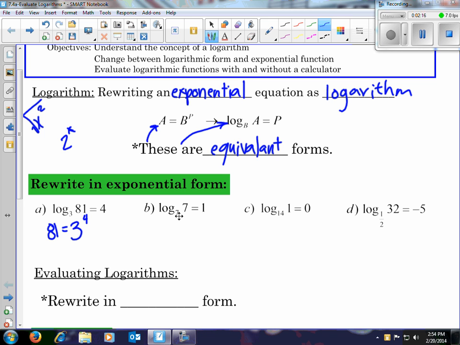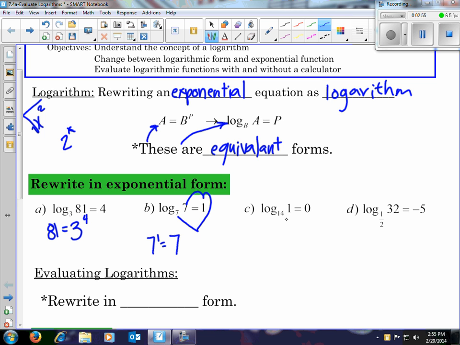Now, there is a fancy little gimmick that we can use to help us remember it. We're going to start at the base, and then we're going to draw a heart. So I'm going to go here, and then draw a heart to my 1, and then to my 7. So it's going to be 7 to the 1st power, because we have our 1 here, is equal to 7. If I draw this little heart, then this is my base, my power, and my answer. Just like here, I have my base, my power, and my answer.